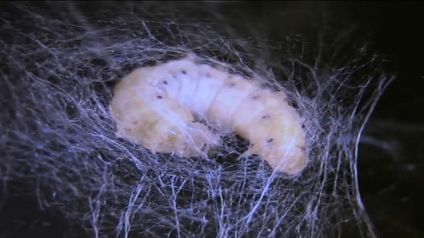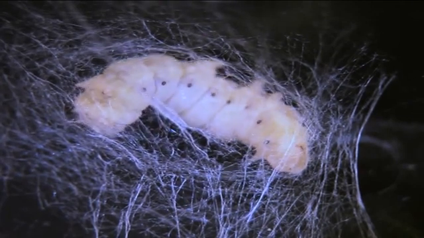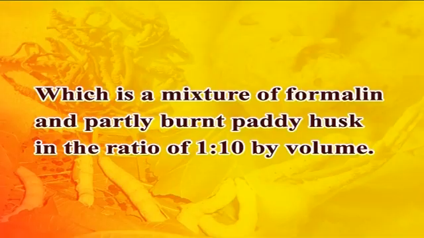During 1974-75, due to white muscardine, the sericulture industry suffered a severe loss in Karnataka, but the disease was brought under control by the application of formalin chaff, which is a mixture of formalin and partly burnt paddy husk in the ratio of 1:10 by volume. There is a heavy crop loss during every rainy and winter season due to fungal diseases. The mycoses are more when the temperature is low and the humidity is high, which are congenial for their development.